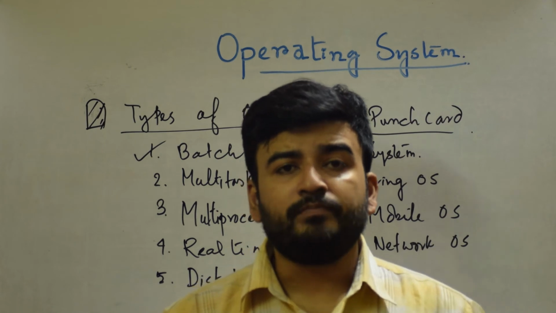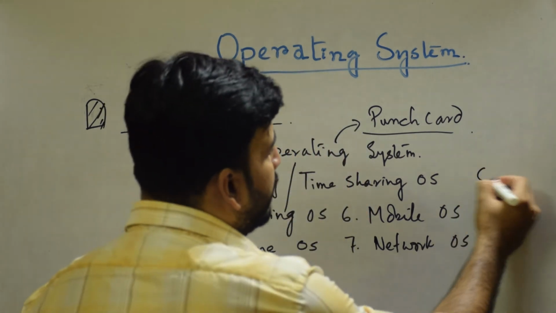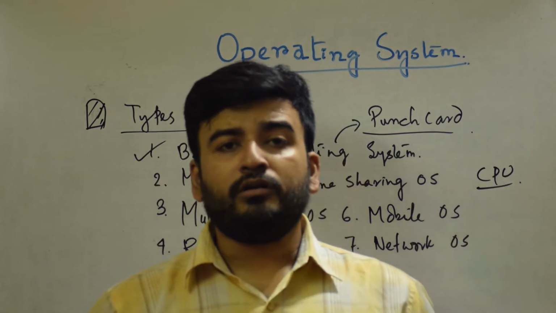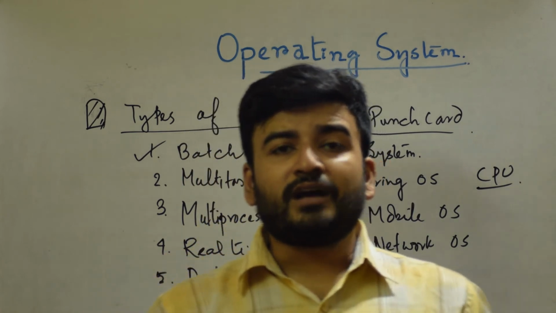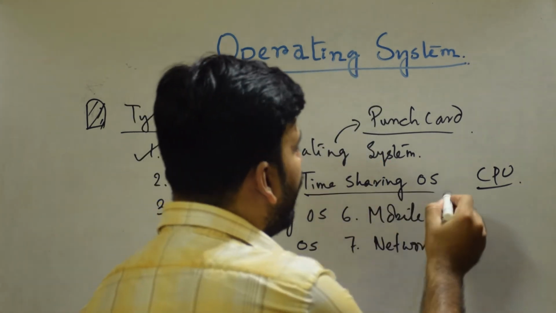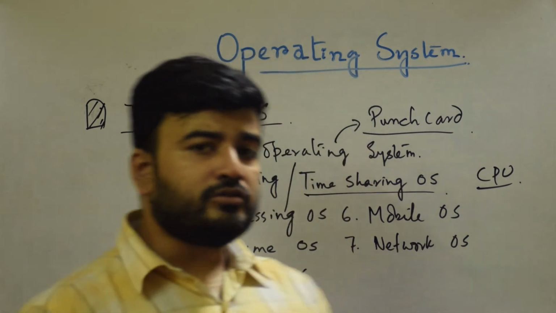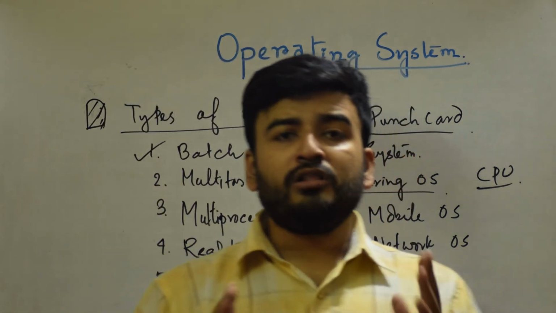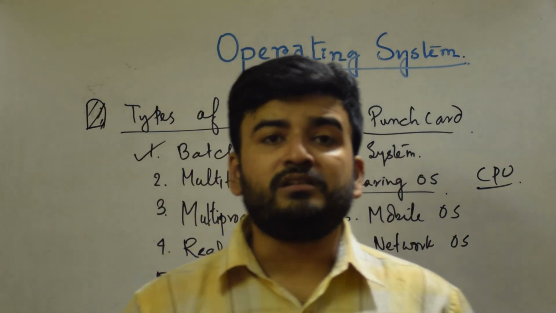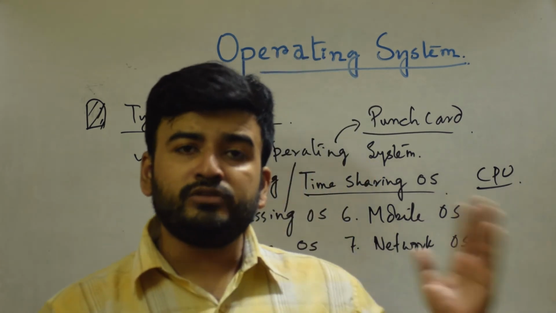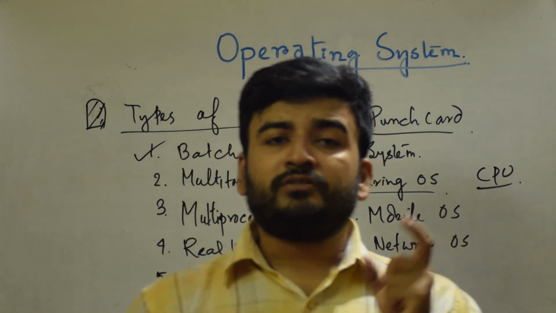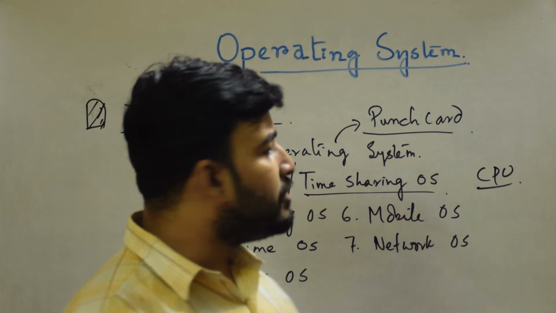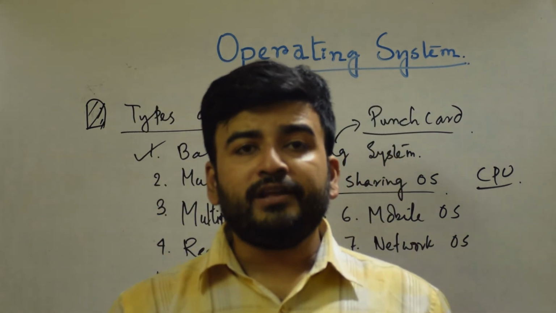The processor time, means the CPU part, which is shared among multiple users, is termed as time sharing operating system. I hope all of you understood that. That's why it is called the time sharing operating system, because all the people sitting on the different terminals can use it at the same time, and the time is shared among them. So that's why it is also known as time sharing operating system.